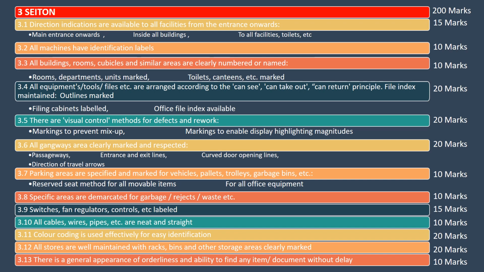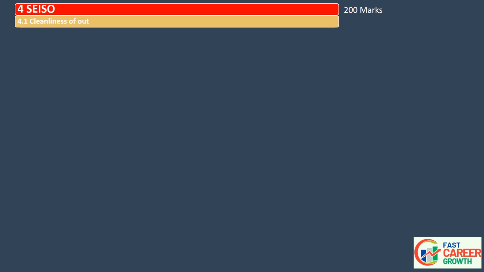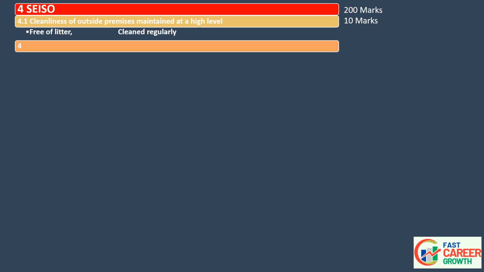Next, see what the criteria are for the 3S, or Seiso (shine), stage assessment, where the total is 200 points. First, check whether cleanliness of the outside premises is maintained at a high level. Means check whether it is free of litter, and also check whether it is cleaned regularly. Total is 10 points.